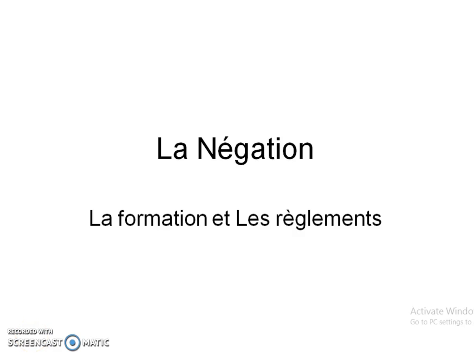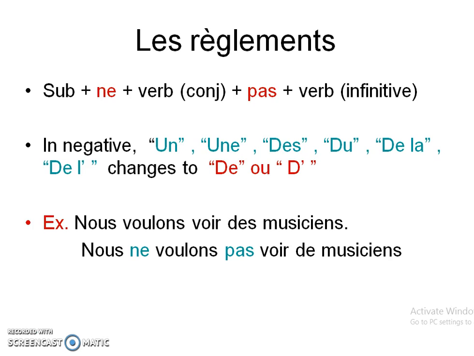Bonjour. In this lesson, we will see how to make a sentence negative in French. The basic rule for making a sentence negative is we place ne before the conjugated verb and pas after the conjugated verb. While making a sentence negative, un, une, des, du, de la, or de l' changes to de or d'. Example, nous voulons voir des musiciens.